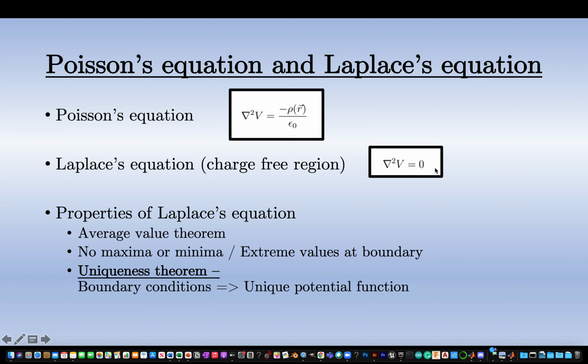This equation has many interesting properties, including the average value theorem, which states that the potential at a point equals the average of the potentials over a sphere enclosing that point. Another property is that there are no maxima or minima within the region itself, and extreme values can only exist at the boundary of the region. Another important feature is the uniqueness theorem, which will be used later while doing separation of variables. If boundary conditions are given, then we can find a unique potential function that satisfies this equation.